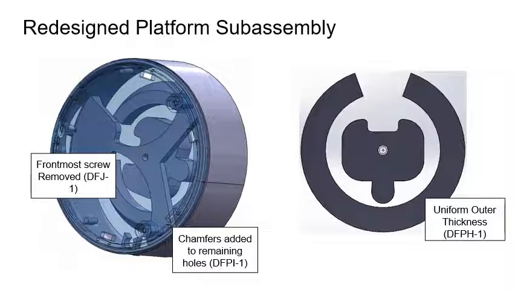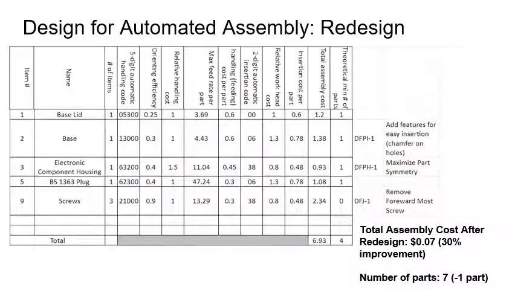Lastly, DFPH1 was utilized by increasing part symmetry of the electronic component housing. Currently, the upper part thickness of the outer shell is wider than the base, but by making the thickness uniform, it could be inserted in either Z-axis orientation. As shown in the redesign's product design for manufacturing and assembly table, making these improvements reduces total assembly cost to about 7 cents.